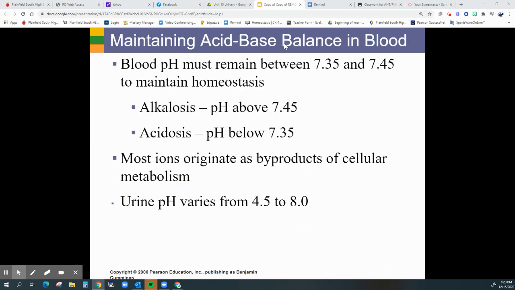Maintaining acid-base balance in blood. Blood pH should be somewhere between 7.35 and 7.45, so it should be slightly basic to help us maintain homeostasis within the body. If we have alkalosis, the blood becomes too basic, above 7.4. And if we end up with a person who has acidosis, we end up with a pH that is below 7.35, so they're becoming more acidic.